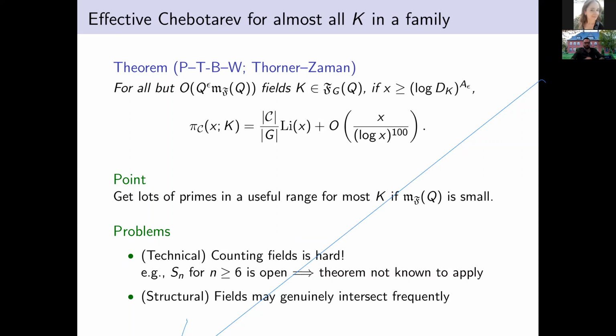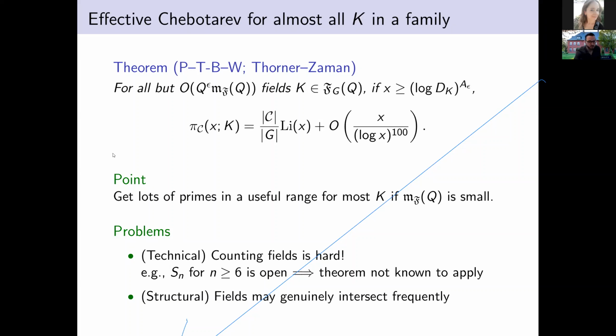The other problem is a little bit more structural, and it asserts that fields genuinely can intersect. If you really do look at Sn fields, they do have quadratic subfields, and you will see multiple Sn fields that have the same quadratic subfield. So this is baked in, and this M_F of Q genuinely could have some size, even if you believe it should be small in general.